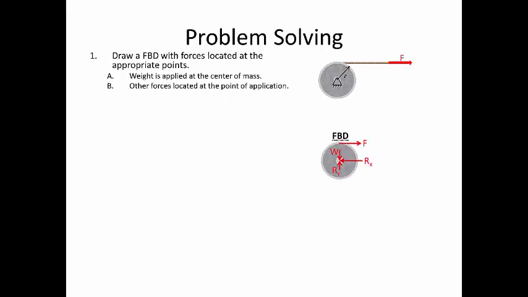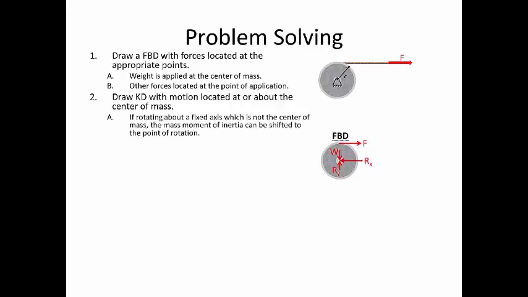So in this case, our free body diagram looks something like this, where we have a weight, a reaction at the pin in the x and y direction, and a force where the rope is attached to the pulley. Our next step is to draw the kinetic diagram with motion located at or about the center of mass. In this case, all we have is pure rotation. The object isn't translating at all, it's just rotating about a fixed point.